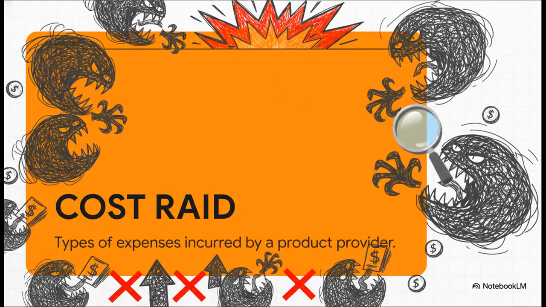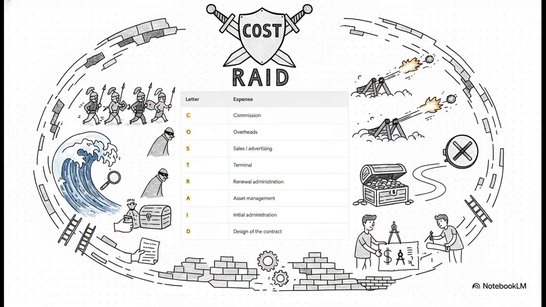Every single new product has these hidden enemies, little things just trying to eat away at its profitability. And they aren't your competitors, they're your expenses. You have to be prepared for a cost raid. Let's really visualize this raid. Commission is the first wave of soldiers hitting your budget.